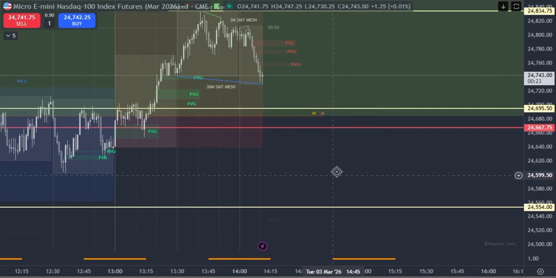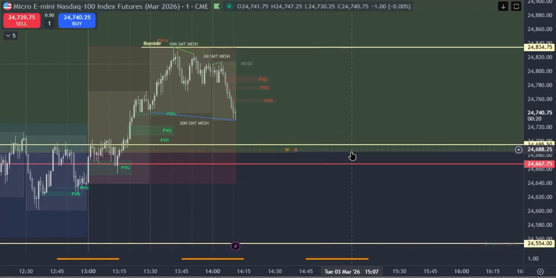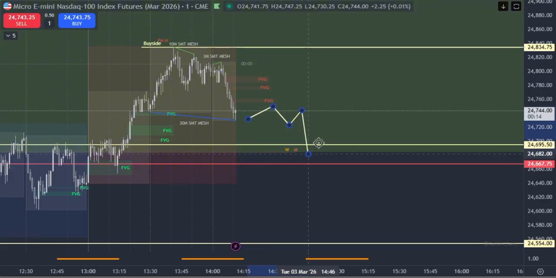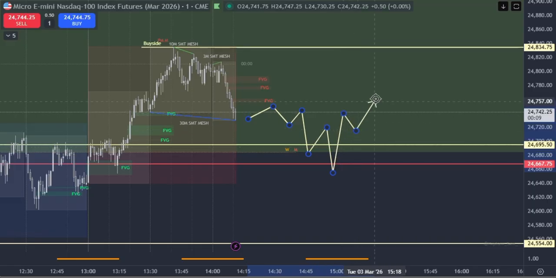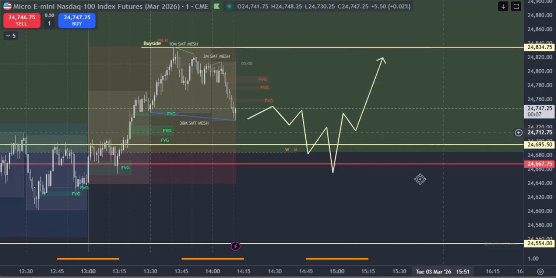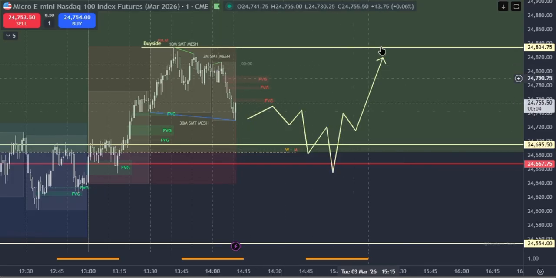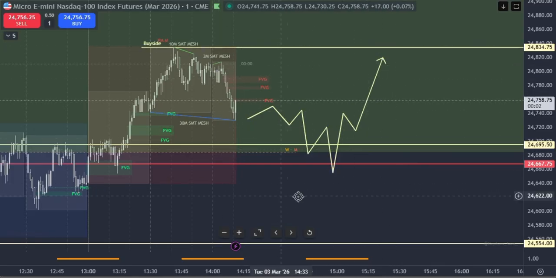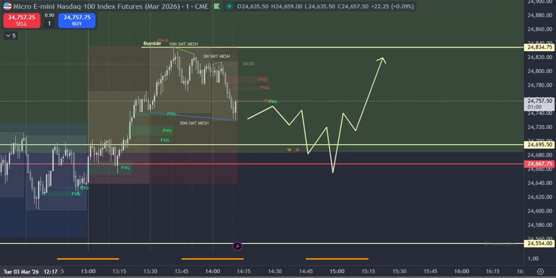I'll come back the next time of interest, and what we want is we want the market to pretty much do this, and then we will target. This will be your market maker buy model. So I'm going to go ahead and pause it, and then I will be back later.